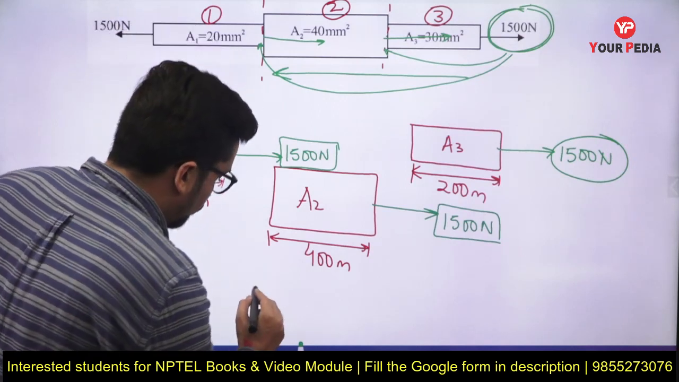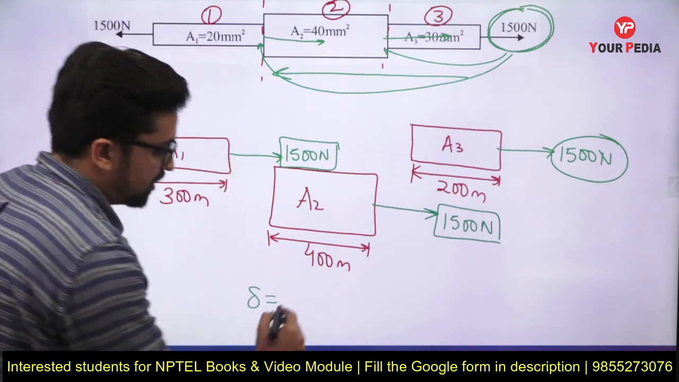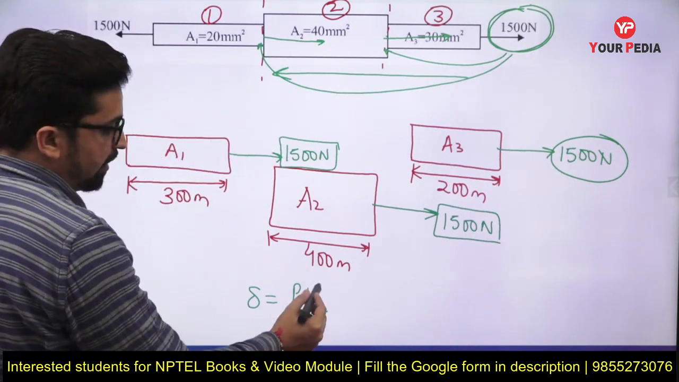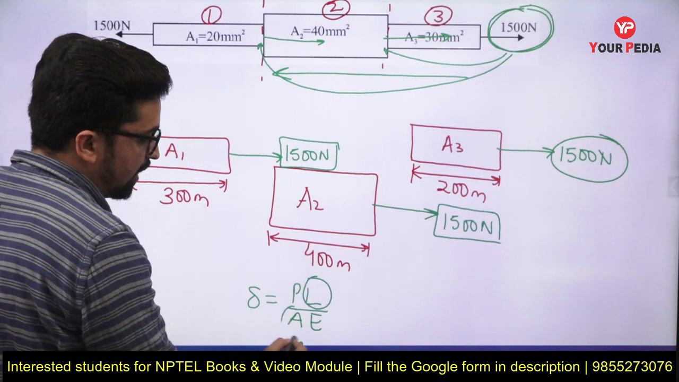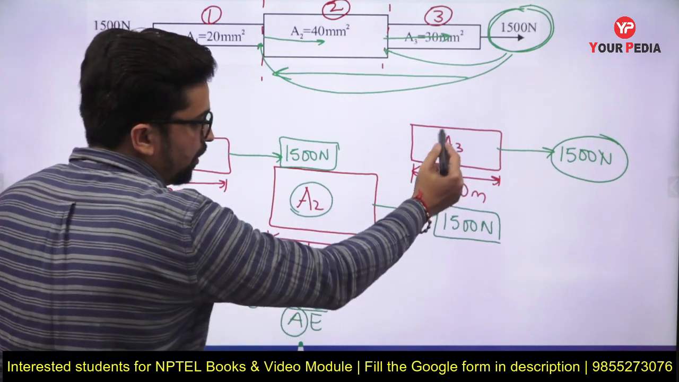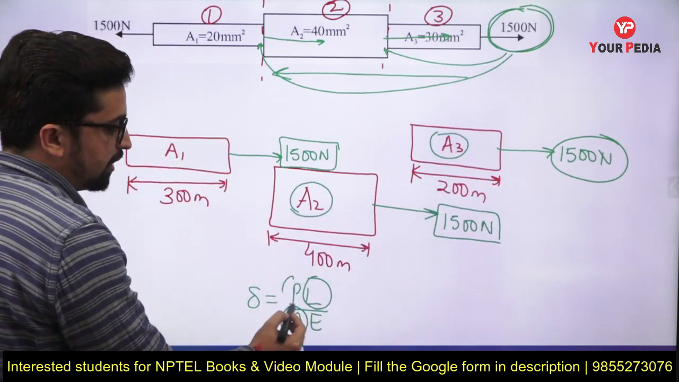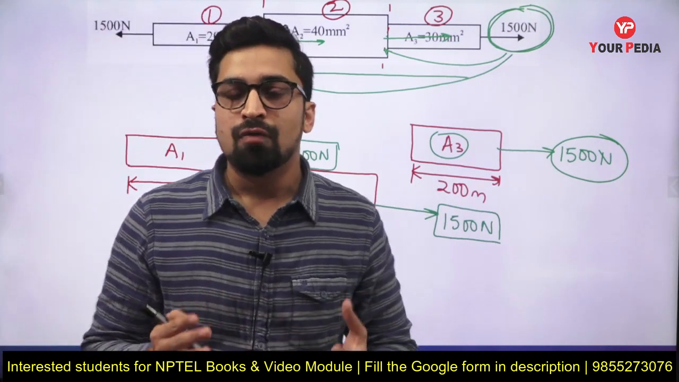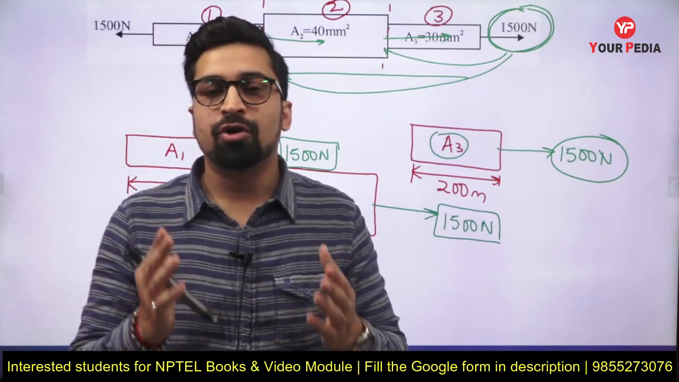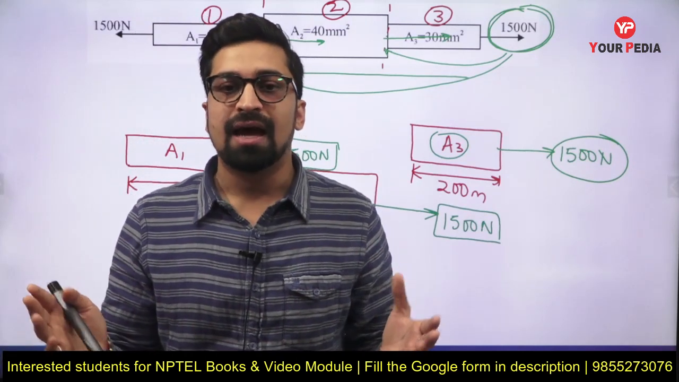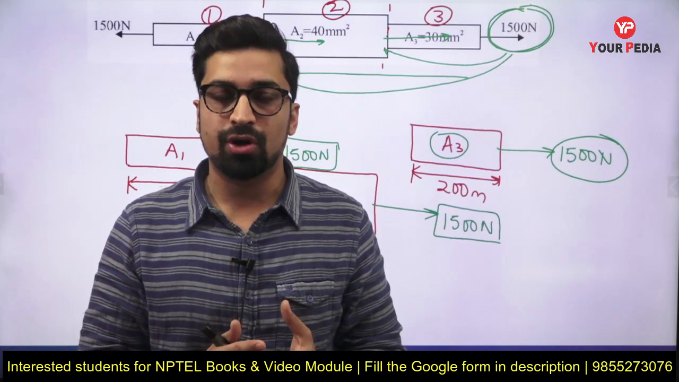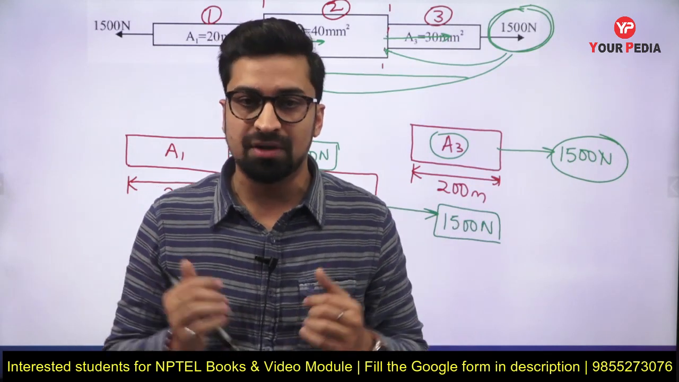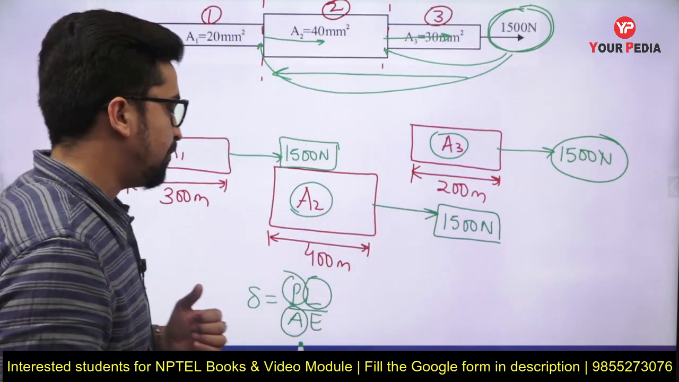As we know, the deformation is given by delta = PL upon AE. We already have the value of length and area, and now we have also calculated the force coming on these bars separately. So we are going to find the deformation of these three bars separately, and then add these deformations or elongations, and that will give the total elongation of this composite bar. So let's start our process.